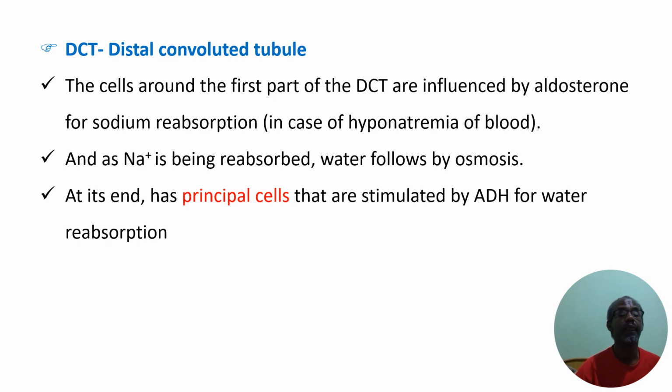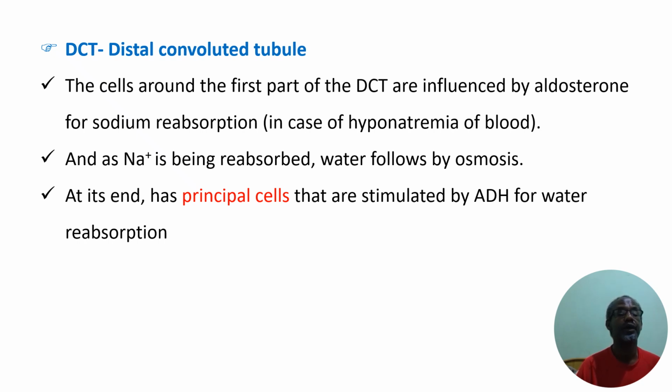Yes, of course. The third part is the distal convoluted tubule. We call it distal because it is very far from the Bowman's capsule. Convoluted means twisted, of course. The cells around the first part of the distal convoluted tubule are influenced by aldosterone. Remember, aldosterone is a hormone produced by the adrenal cortex, the outer part of the adrenal gland.